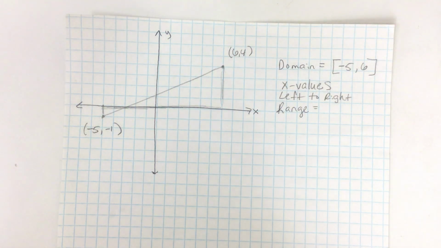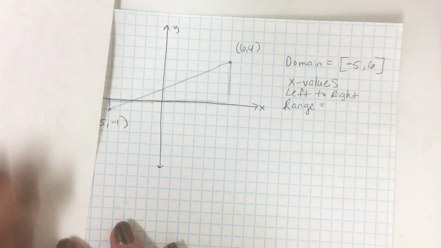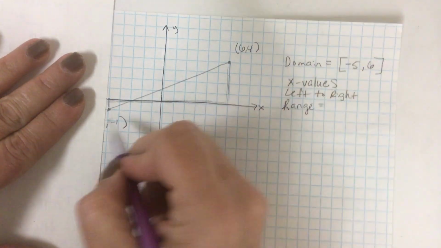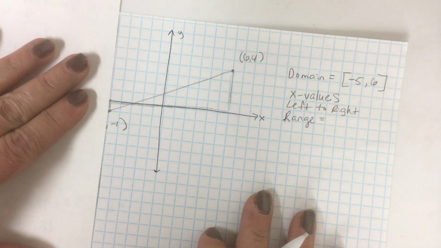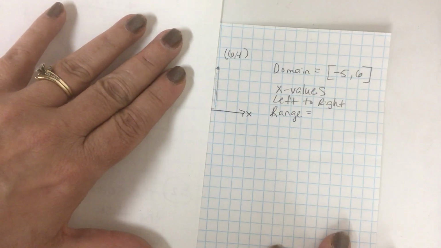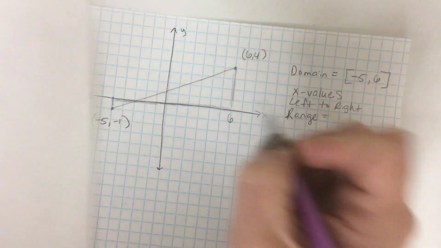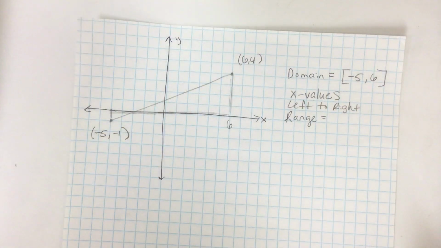You can also take a piece of paper and start at the left side of your function. Okay, the function is the line. So it starts at -5, and then you go until you get to where you don't have a function anymore. We get to there and it stops there, and that is at 6. So you can also use a piece of paper to help you.